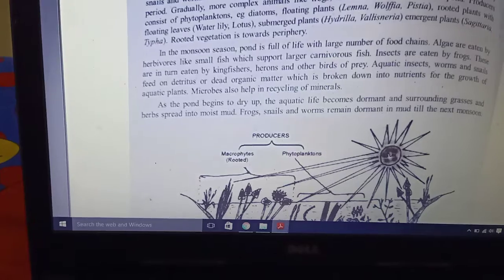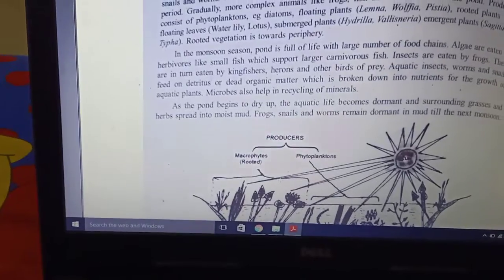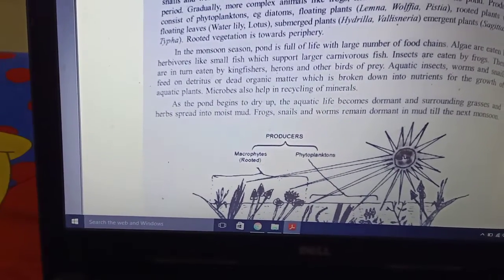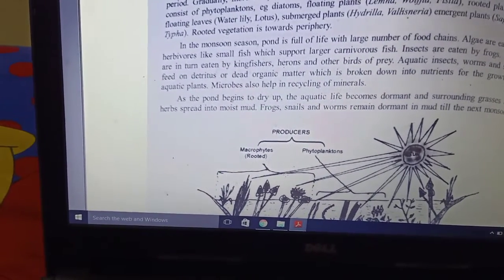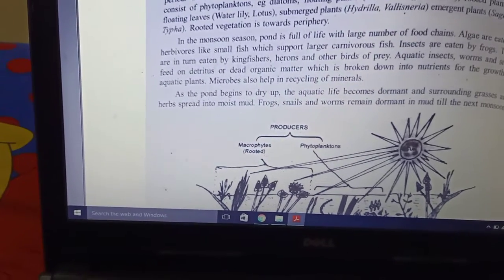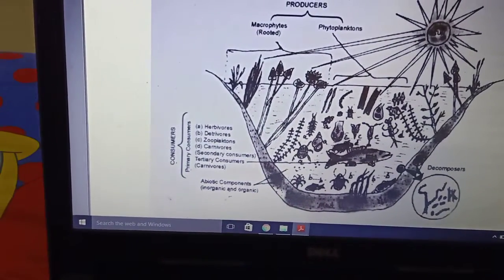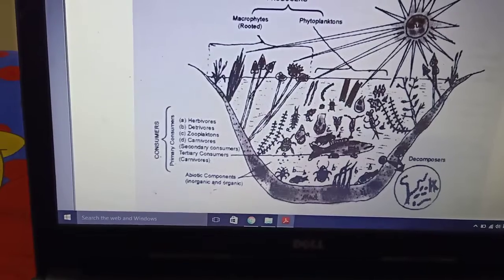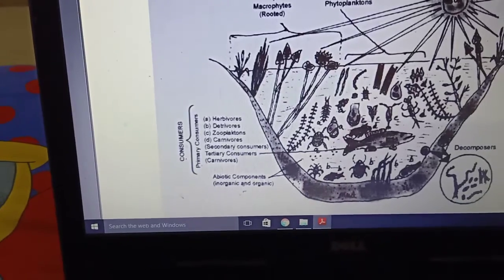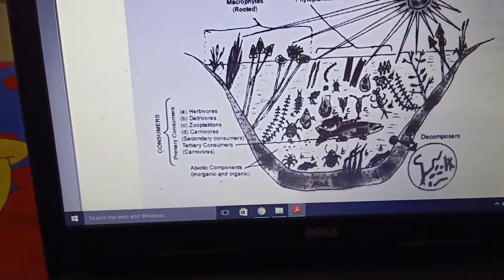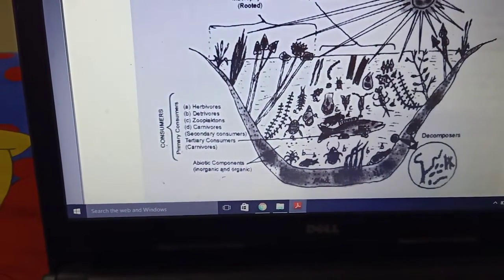Algae are eaten by herbivores like small fish, and further carnivorous eat these herbivorous, and insects are eaten by frogs, which are eaten by kingfishers, herons, and other birds of prey. Aquatic insects and worms feed on detritus or dead organic matter, which is broken down into nutrients. So you can see this cycle, how the primary consumers and secondary consumers and different kinds of herbivorous and carnivorous are dependent on each other. This diagram shows you that system. At the bottom you can see the fish, that is a tertiary consumer, a big fish consuming other, smaller fishes.